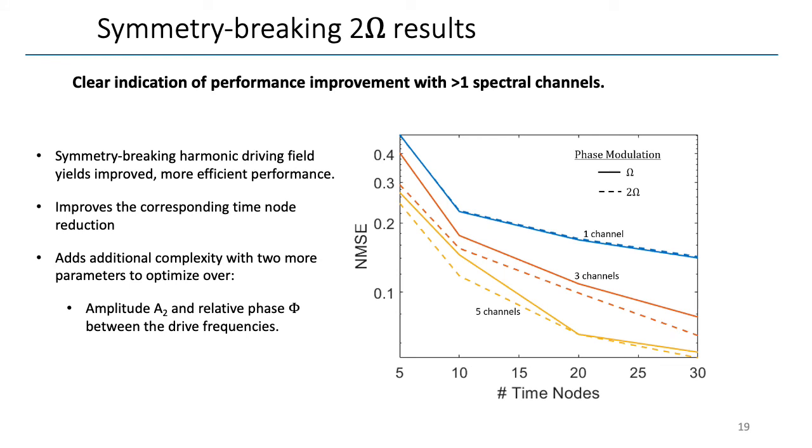So we tested the addition of this 2 omega driving field in our simulations, and we found that it did in fact improve performance on the NARMA 10 time series prediction task. For a single channel, the results are unchanged as expected, but we see some modest improvements in the case of 3 and 5 spectral channels. The addition of the second driving frequency does add 2 more additional hyperparameters to the reservoir system, which does increase the parameter space that needs to be optimized over.